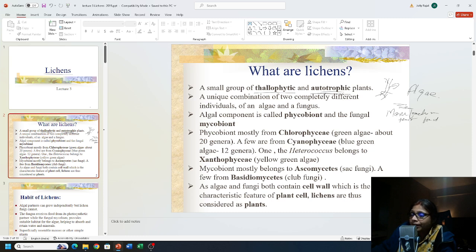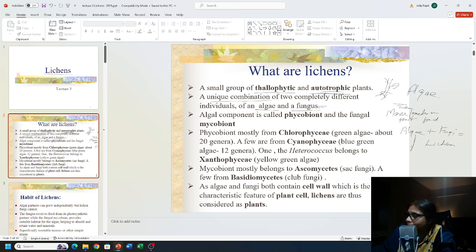Then they say that it is a unique combination of two different individuals, that is algae and fungi. So when algae and fungi meet, they form lichens. You can write it this way: algae and fungi merge to form a special category of lower plants. We call it lichens.